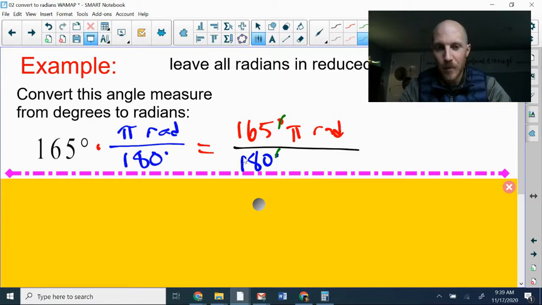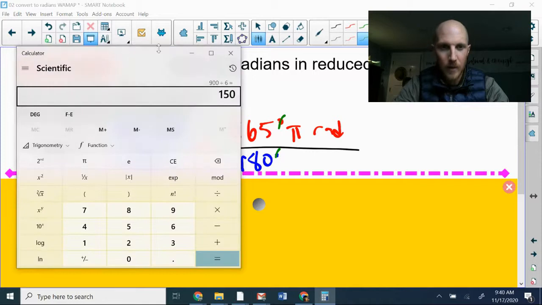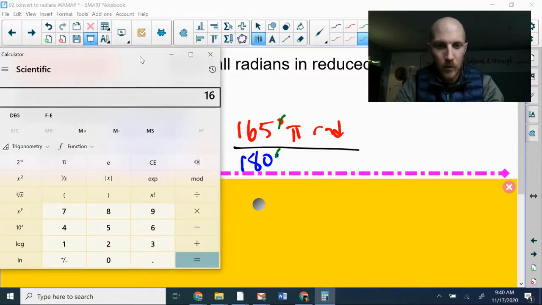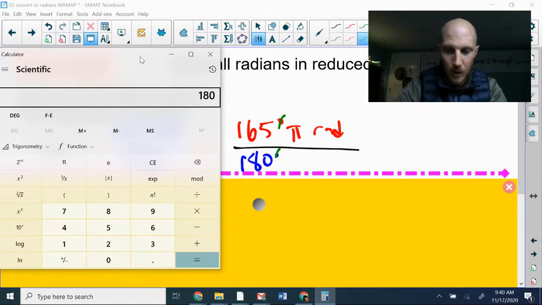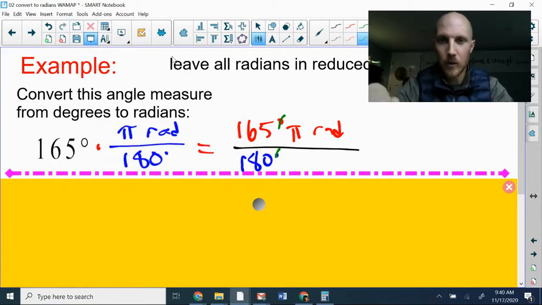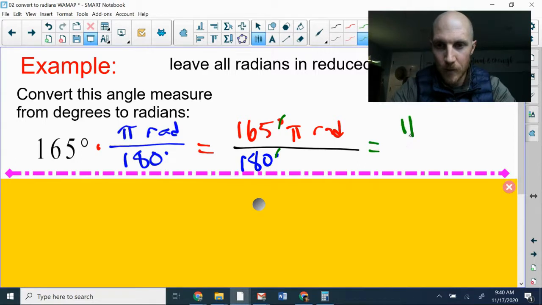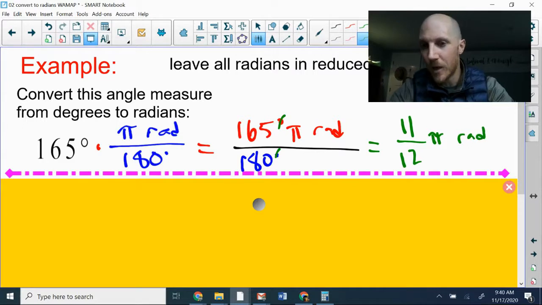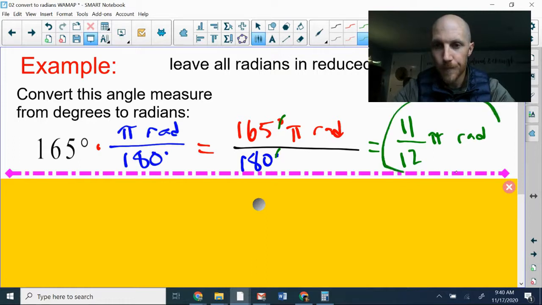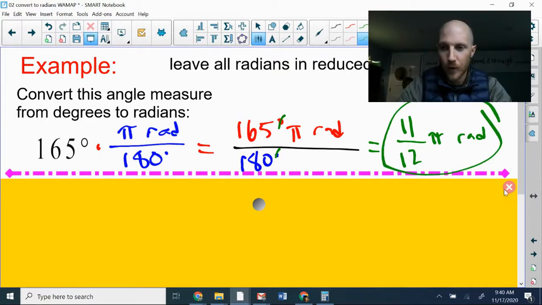I'm thinking perhaps there are larger numbers I could divide by. Maybe 15 would go into both of them. It seems like that might work. Let's find out. Let's try this. Okay, 165 divided by 15 is 11. That worked. 180 divided by 15 is 12. So 11 twelfths. That's a good guess. 11 twelfths pi radians, or you could put the pi on the top. So 11 twelfths pi radians, or you could have 11 pi over 12. Final answer in reduced fraction form.